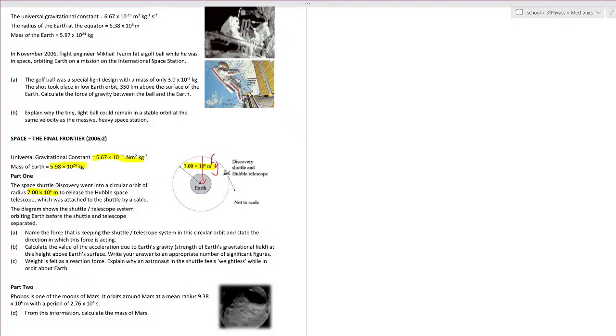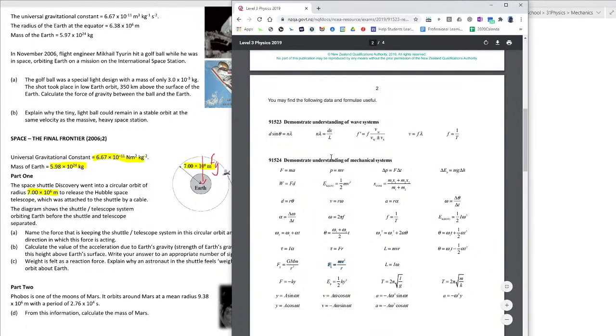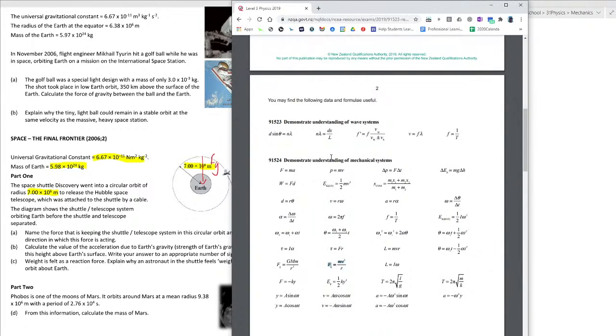Okay. Calculate the value of the acceleration due to Earth's gravity, the strength of Earth's gravitational field at this height above the Earth's surface. Write your answer to the appropriate number of significant figures. So what do we know? We've got the gravitational constant, so we know a couple of things here. What are we looking for? We're looking for the acceleration due to gravity, which is actually this equation here.